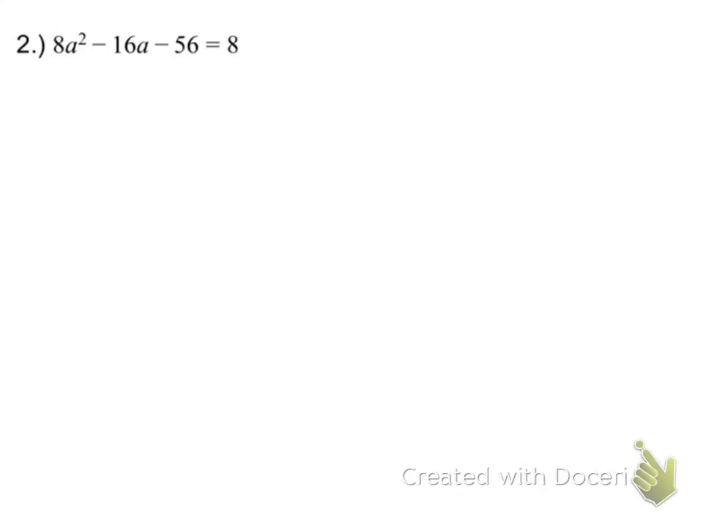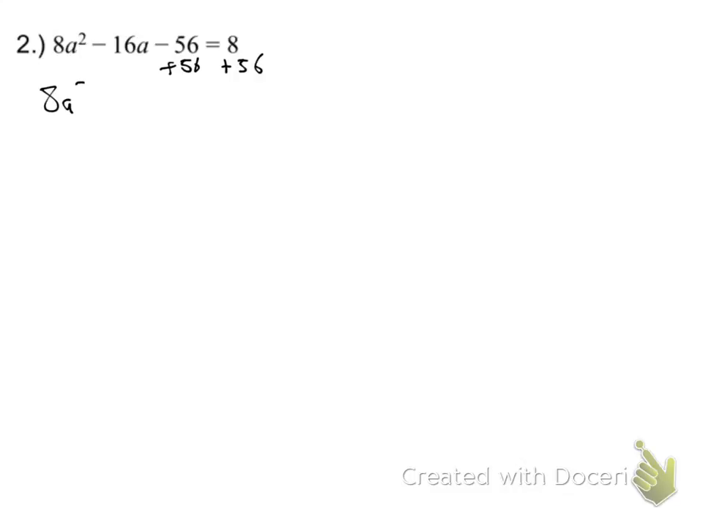8a squared minus 16a minus 56 equals 8. I'm going to stop my video. I want you guys to get as far as you can before we come together. Follow the steps. So here we go. The first step again is separate, which means add 56 to both sides.